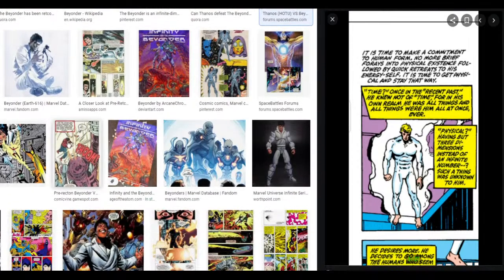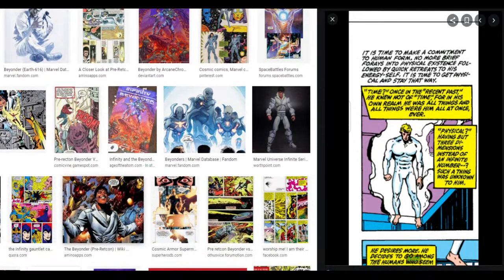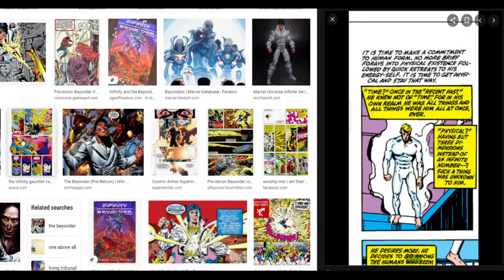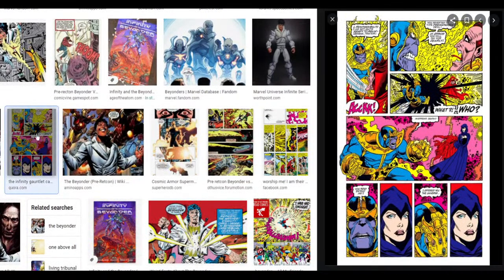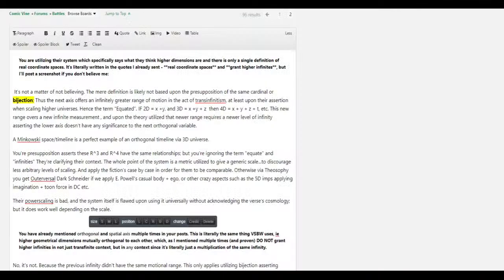The way Marvel views different directions as different infinities, the axiom of itself already believes that. I've showed you an example right here. A new range of motion equals a new expression.